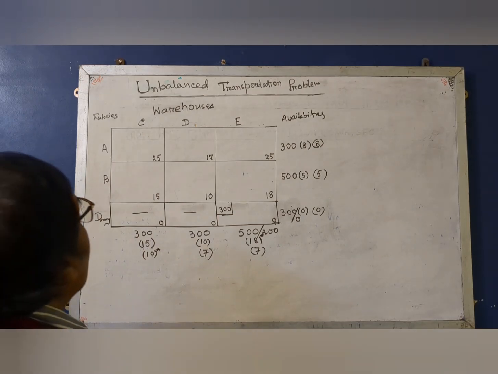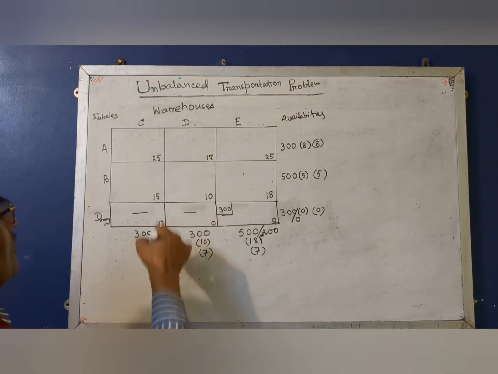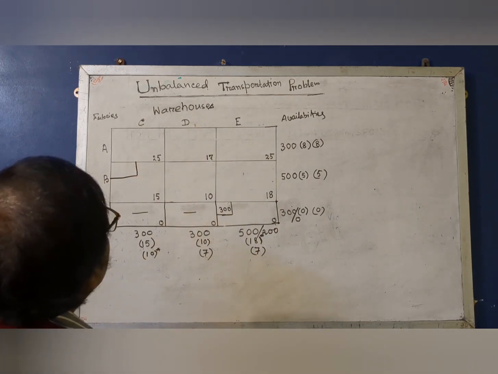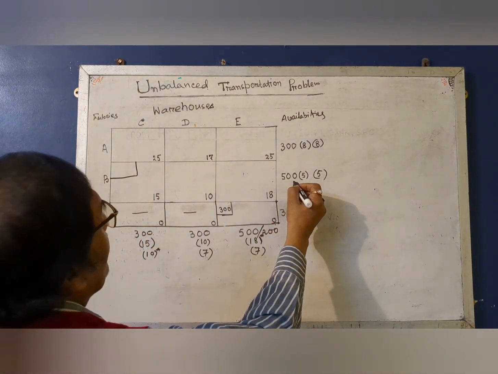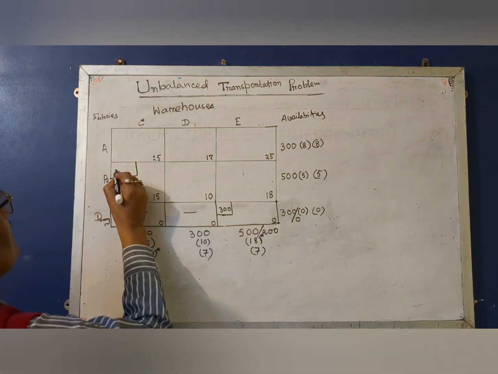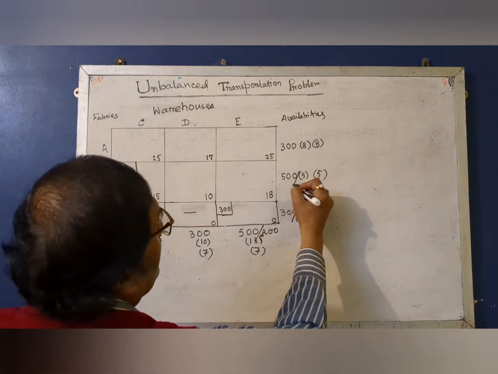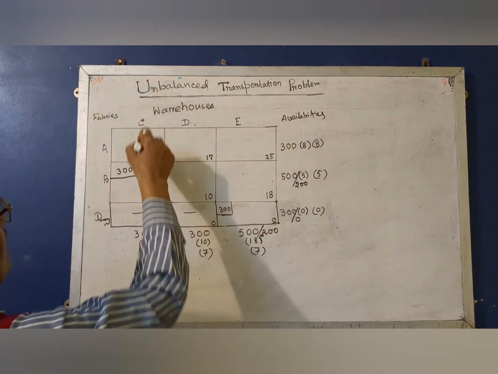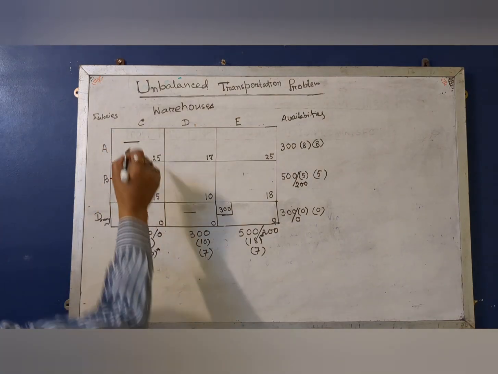Now, as per the rule of VAM, you have to put your allocation in the lowest cost cell. In this column, the lowest cost cell is this. Then how much will you put? The requirement is 300 and the available is 500. Out of these two, the lowest is 300. That's why you will put 300 here. So the balance requirement is 0 and the balance availability is 200. As the required amount has been fulfilled and shifted here, there is no scope to put anything in this cell. That's why I have blocked it.